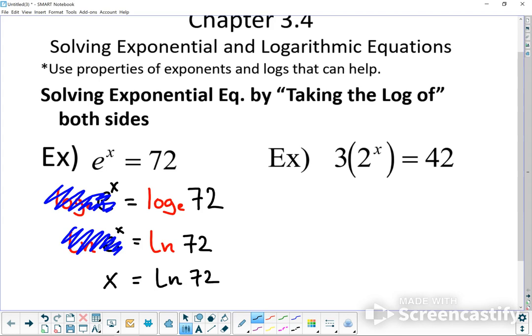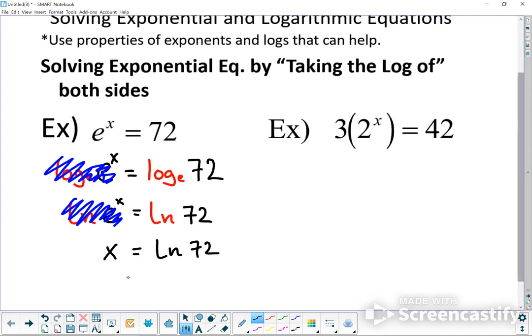You can use your calculator because ln is a calculator log. So x would equal, and I'm going to pull out my calculator. Not on the screen, but you have to pull it up on the side. All you have to do is type in ln 72, and that gets you the answer of approximately 4.276.